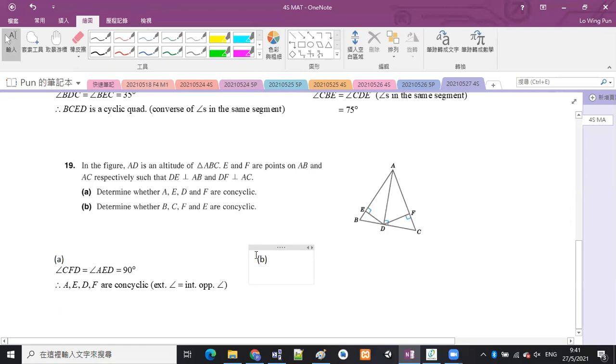好啦，咁跟住咧，好多堂咧都問咗 part B 呢條嘅呢 part 嘅咁樣。I want to determine whether B, C, F, E are concyclic or not. So B, C, F, E is this one. Okay, but let us join EF first. Join EF first. Okay, let us just visualize the quadrilateral, like this.